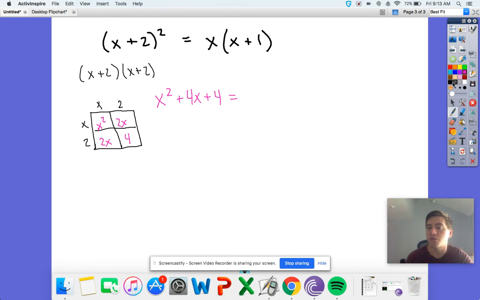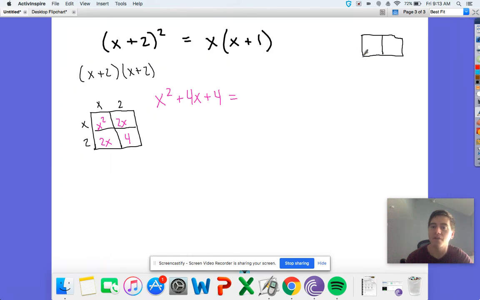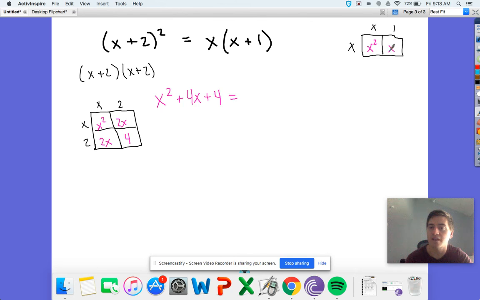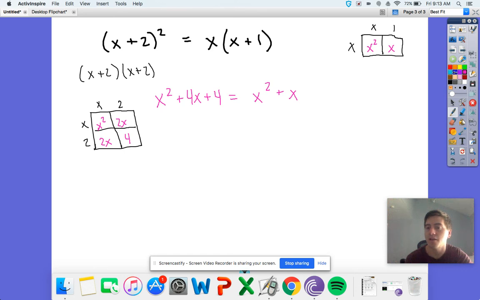So what's that equal on the other side? We got to do another area model. This one is only a 1 by 2 since it's an x and an x plus 1. And x times x is x squared, x times 1 is x. So when we add those up, we get x squared plus x.